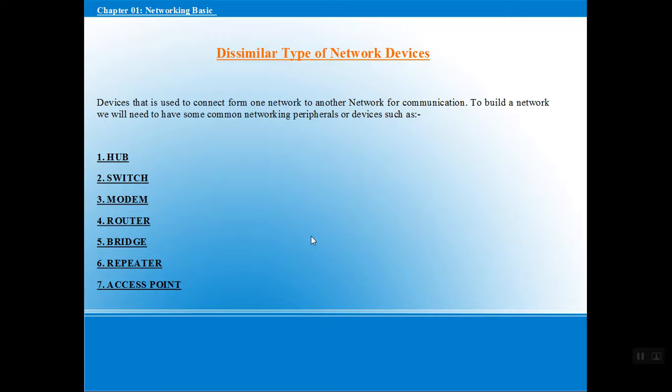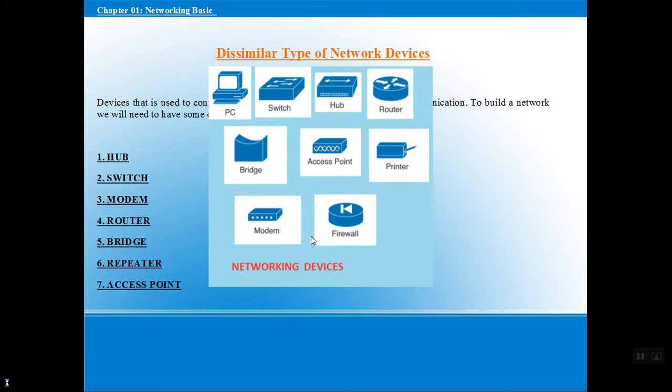Of course, if you want to connect our data to another computer from source to destination, we need a media, how the data is transferred from one computer to another. Of course, you need a wire to connect them. The wire will connect it with whom to share the data. We have different devices. We have a hub, switch, modem, router, bridge, repeater, and access point. So let's start one by one.